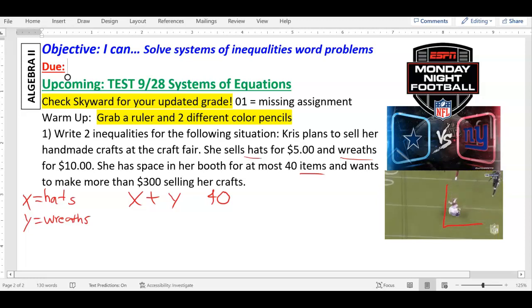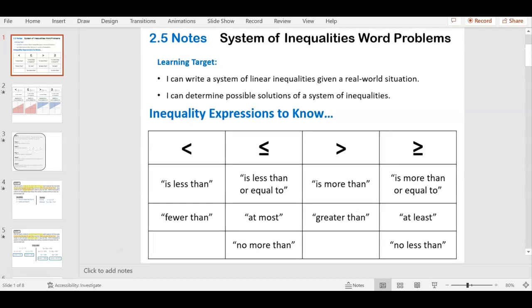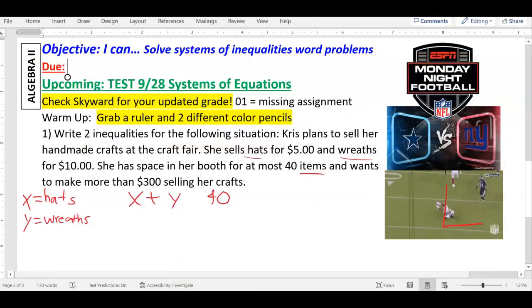Now, let me refer you to the notes from Friday, okay? This is a very important little diagram. These phrases mean these symbols, okay? So let's go back to the warm-up. It says that she has at most 40 items. Now, put on your thinking cap.